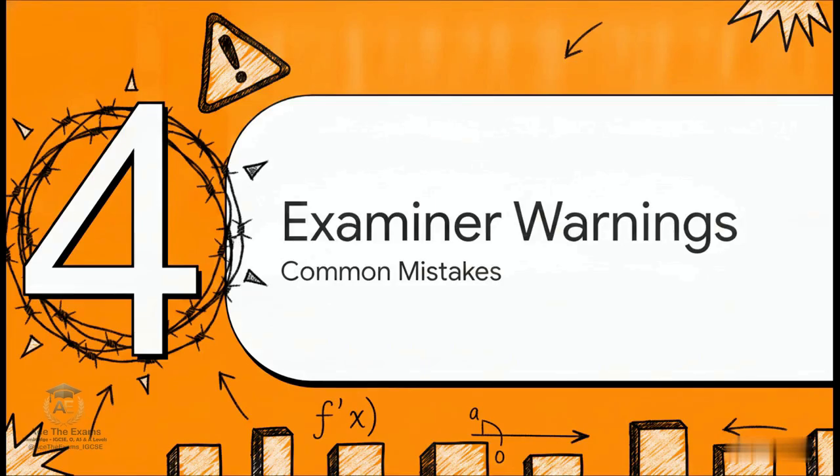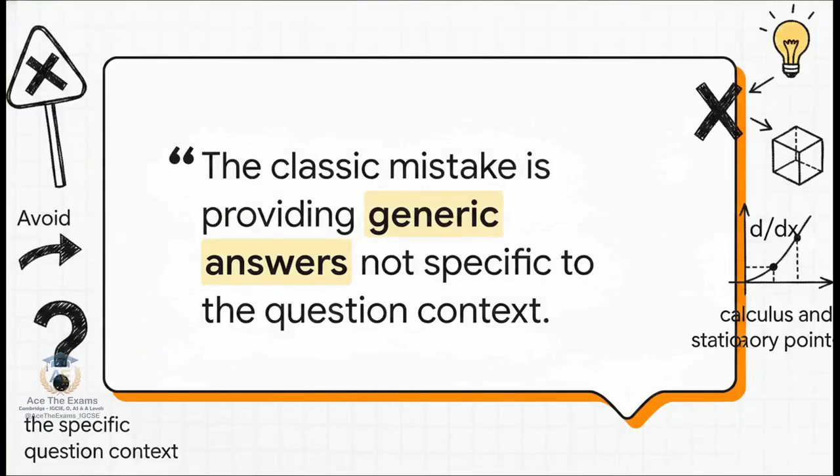All right, Section 4, Examiner Warnings. We are officially entering the danger zone. Listen up, because this is a massive red flag straight from the principal examiner reports. The classic mistake is doing all that beautiful, complex calculus to find a stationary point, but then finishing it off with a totally generic, textbook-style conclusion. If your final answer doesn't directly relate back to the specific context of the question they asked, you are going to lose marks. No way around it.